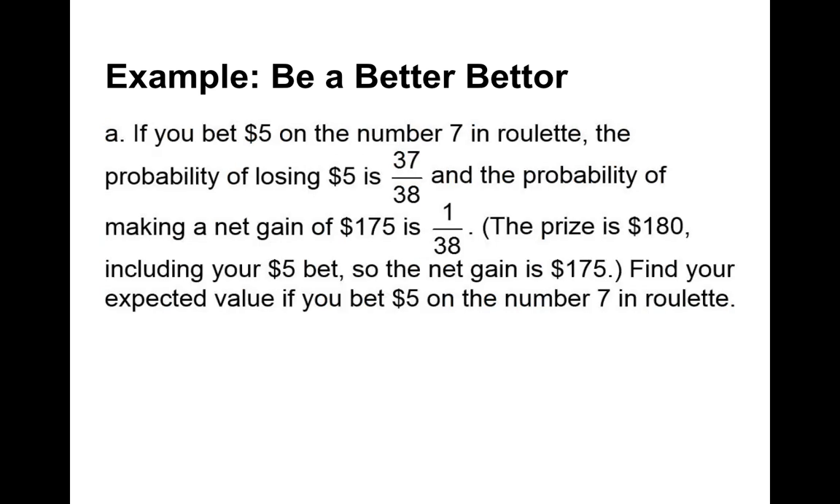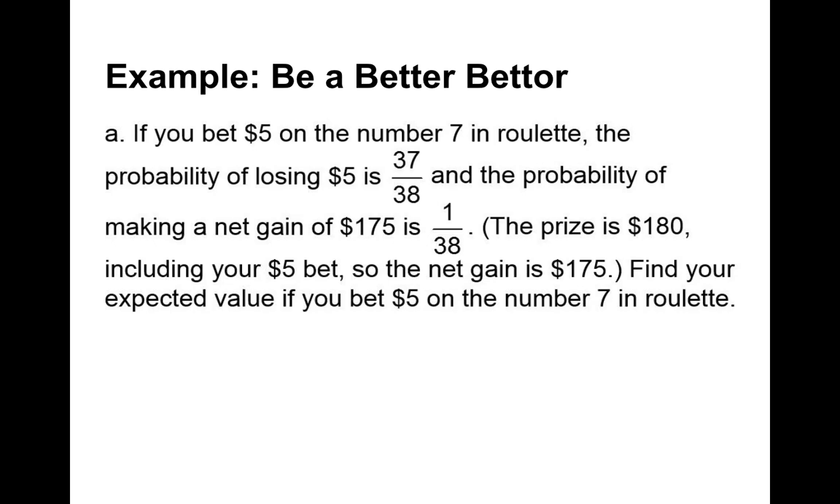So what we want to do to figure out which one's a better bet, long term more so than immediate term, is to find their expected values. If you bet $5 on the number 7 in roulette, since there's 38 spaces, you have a probability of 37 over 38 of losing, so you would lose $5. However, you have a probability of 1 over 38 of winning, and if you win, the prize is $180. However, you bet $5 already, so you have a net gain of $175.